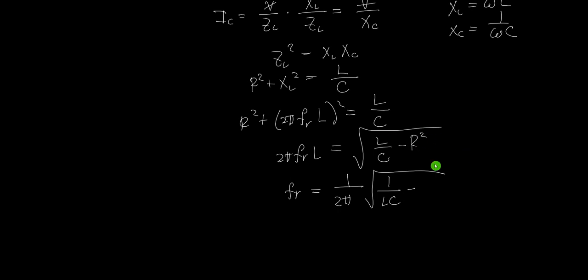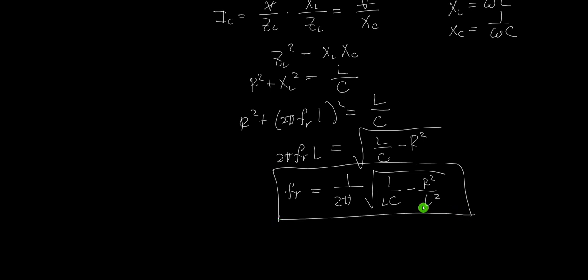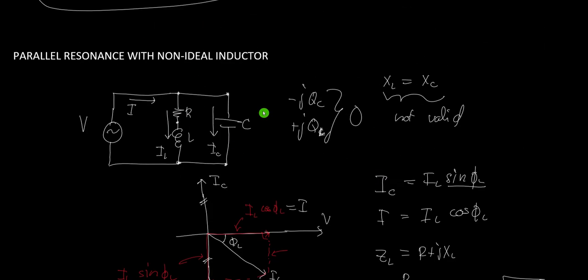This should be R squared. Then you divide it with, or multiply it with, 1 over L squared again. And this will be the formula for the resonant frequency in this case with a non-ideal inductor.